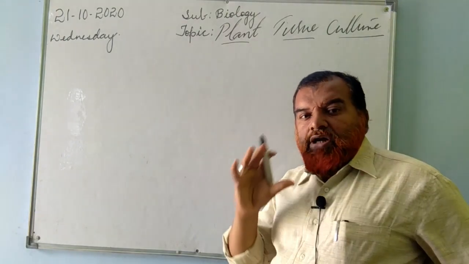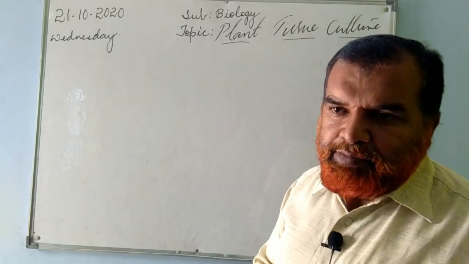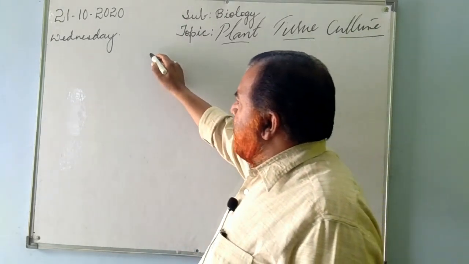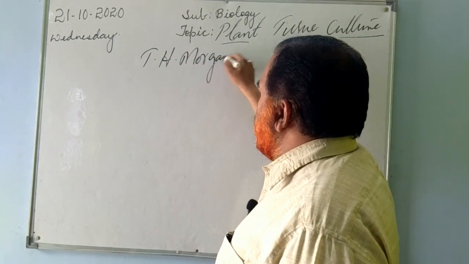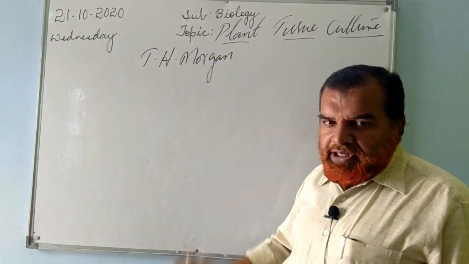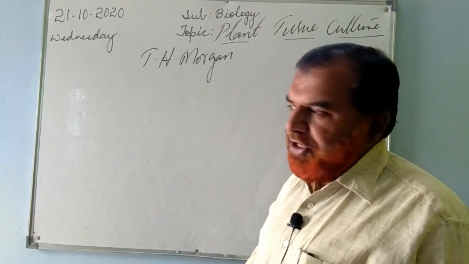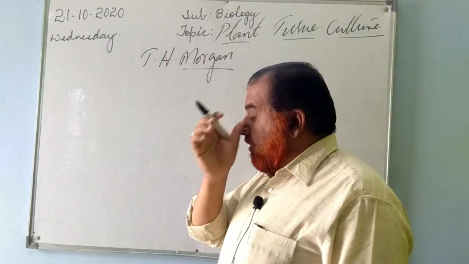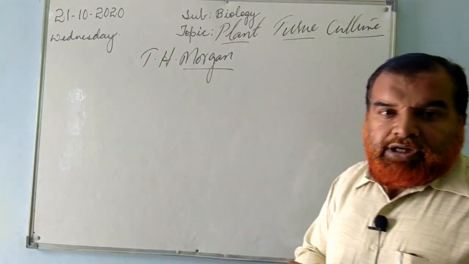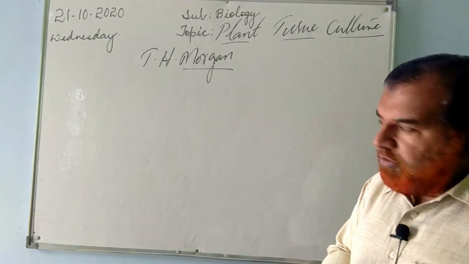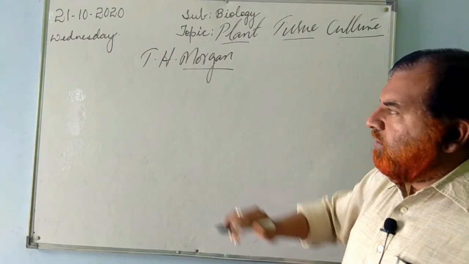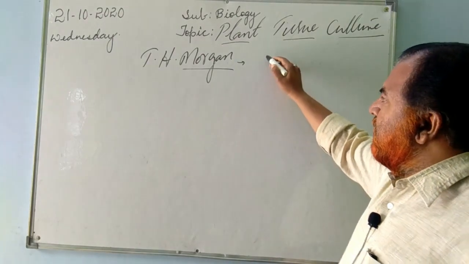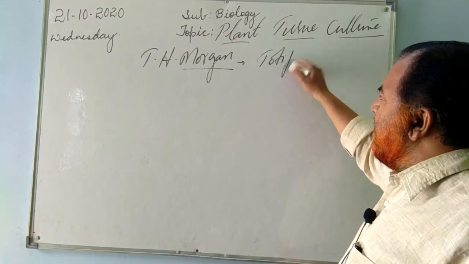Basically, this concept of plant tissue culture was developed by two scientists. One is known as T.H. Morgan. You might have heard his name in many other chapters also. He is a pioneer in the case of mutations. T.H. Morgan observed many evolutionary changes in Drosophila also. So this scientist has contributions in many fields. He is the first person who coined the term, T.H. Morgan coined the term totipotency.